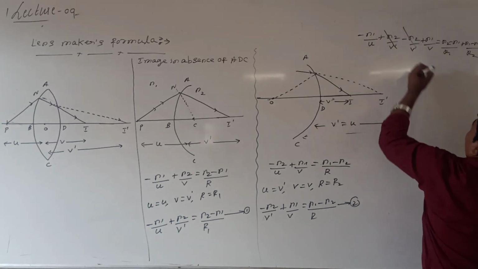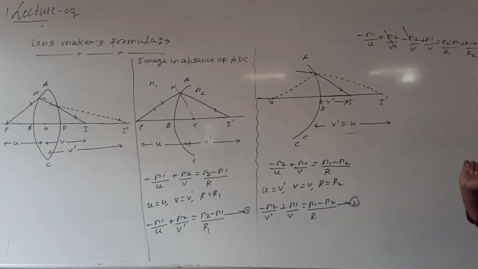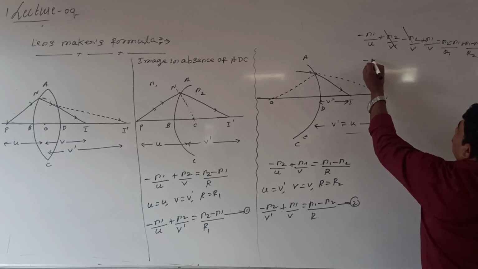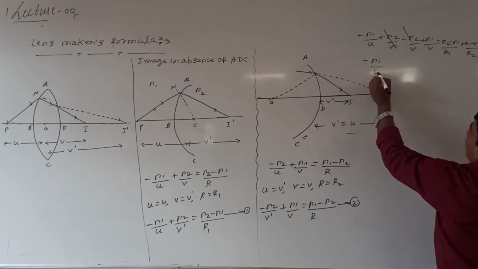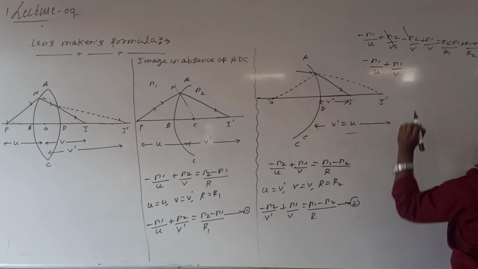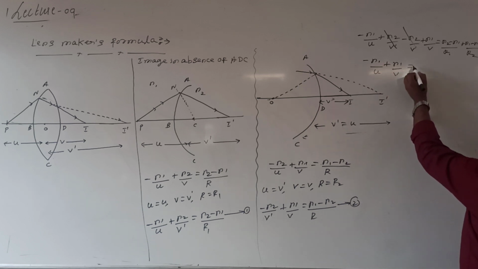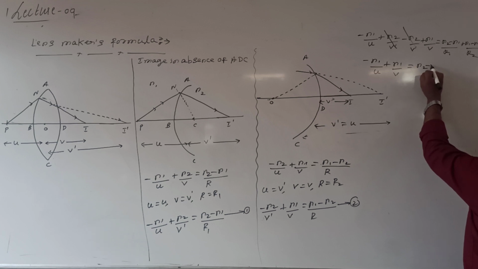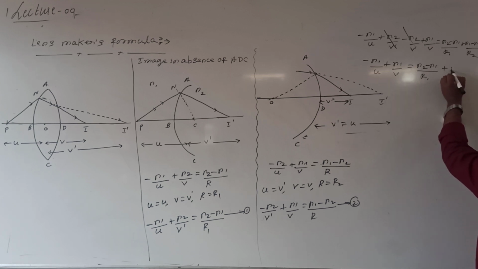Right. Here what values get cancelled? N2 by V dash, N2 by V dash get cancelled. What is remaining here? Look at me. So minus N1 divided by U plus N1 divided by V is equal to how much? N2 minus N1 divided by R1 plus N1 minus N2 divided by R2.